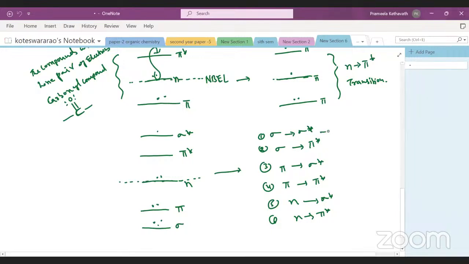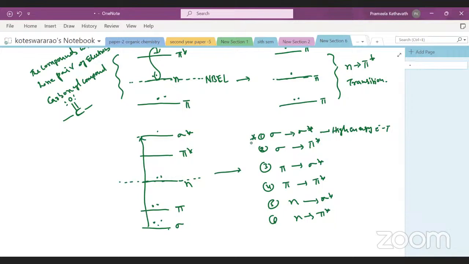Coming to the first one, the energy gap between sigma and sigma star is very large. The length of the arrow itself indicates the gap between sigma and sigma star. This is a high energy electron transition. Energetically, it is forbidden. It will not happen because that much energy is difficult to provide.